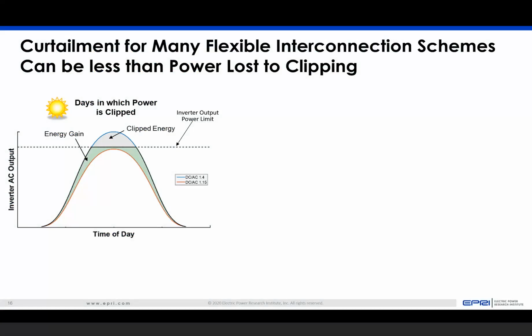This figure is showing that for two different DC to AC ratios, 1.4 where you see clipping and 1.15 where you don't see clipping. And this obviously is a simplification that varies throughout the year. In some places, you'll have more or less clipped energy depending on how sunny it is and how often you're really operating near that maximum DC output point. Next, go ahead and click through.